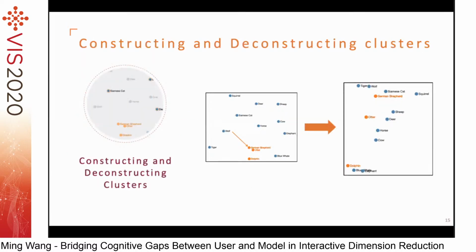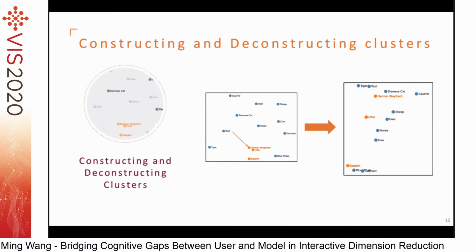Okay, so the last cognitive gap is that the Andromeda system cannot deal with clustering problems. For example, the user here wants to create a cluster of German Shepherd, Otter, and Dolphin to express their similarity. And the user may expect these 3 points to create a cluster in a new visualization. However, in the original system, the model only captured the similarity relationship among points. Like here, the otter should be more similar to the German Shepherd than the Dolphin, but the system failed to capture the intention of creating a cluster.